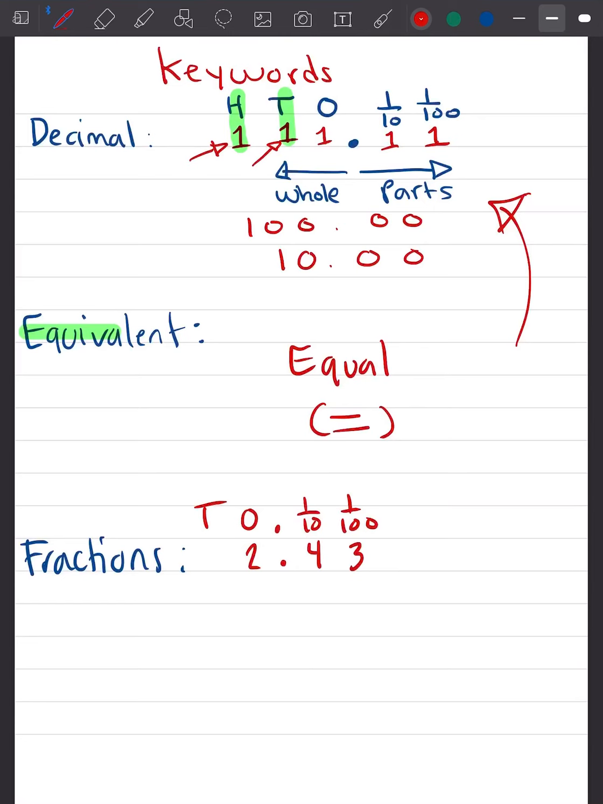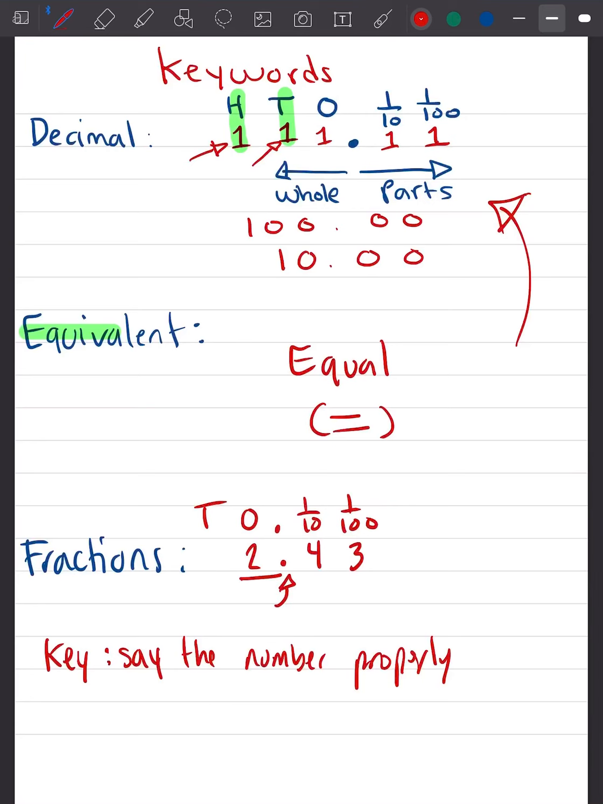This is how you do it. Again, knowing your place value, guys, is very important. And the key objective is, if you can say the number properly, you're going to be able to turn it into a fraction. So watch. Say the number properly. How do we say this number?